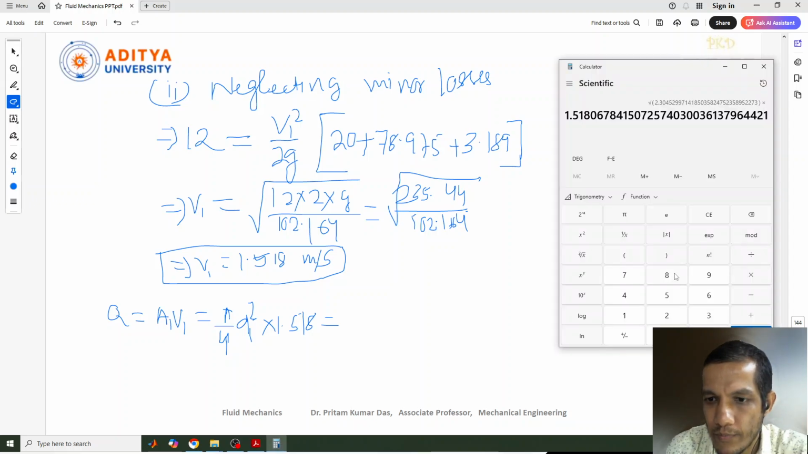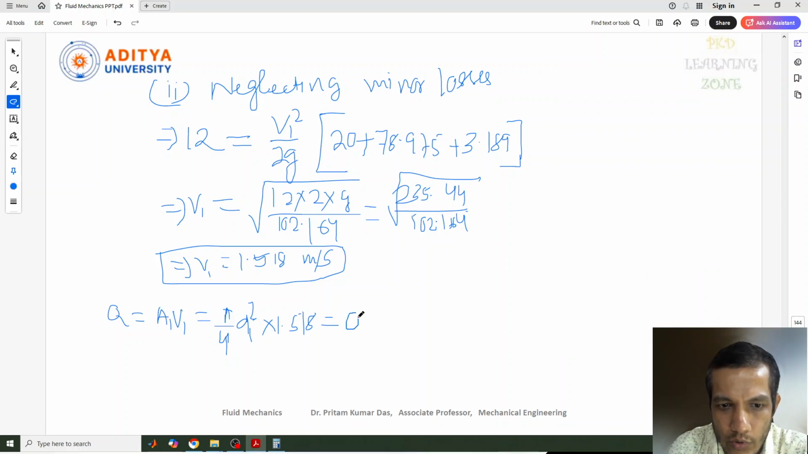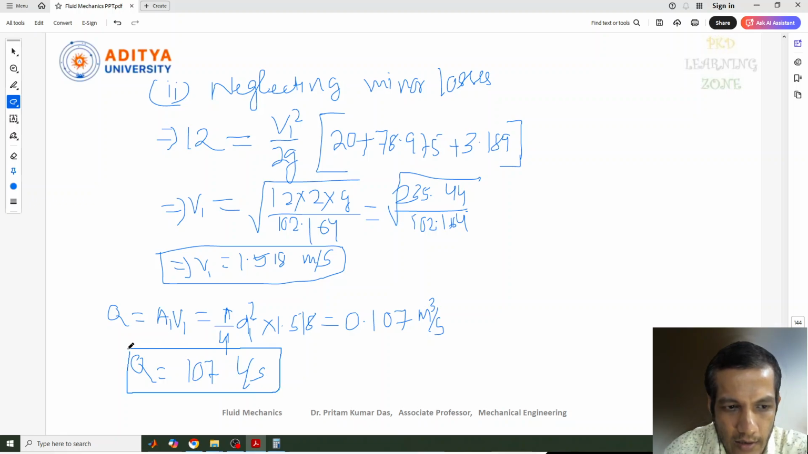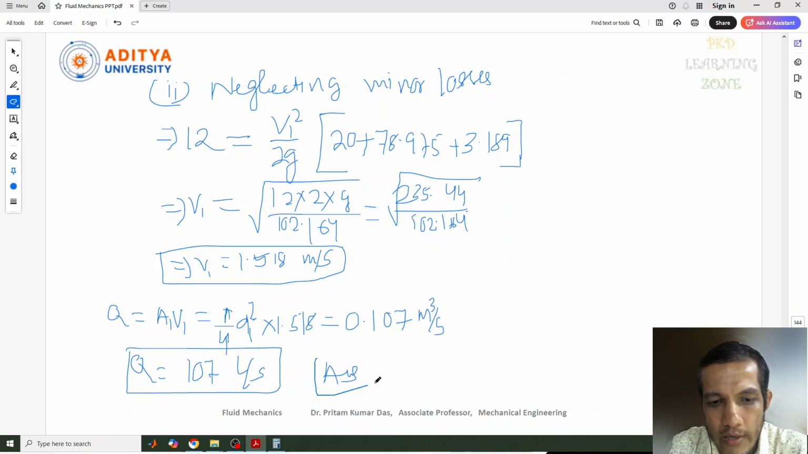So just multiply this into pi into 0.3 into 0.3, divided by 4. 0.107. So Q equal to what we got? 0.107 meter cube per second. Again, if you want to write this in terms of liter, then we get 107 liter per second. Okay, so this is the final answer for when we don't consider the minor loss.